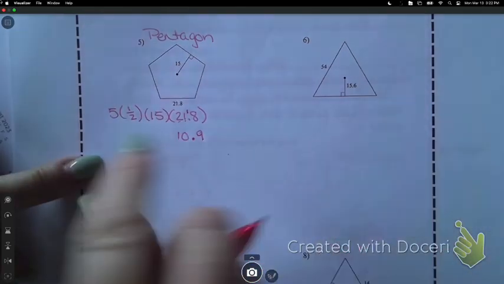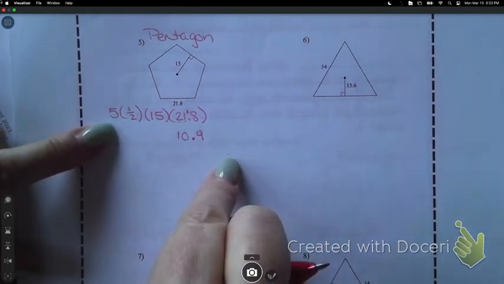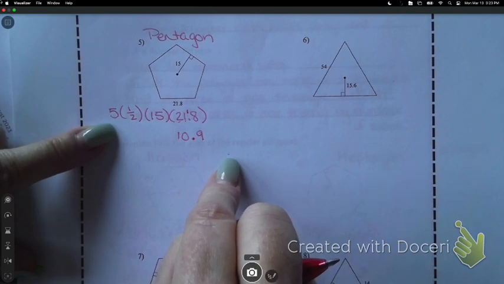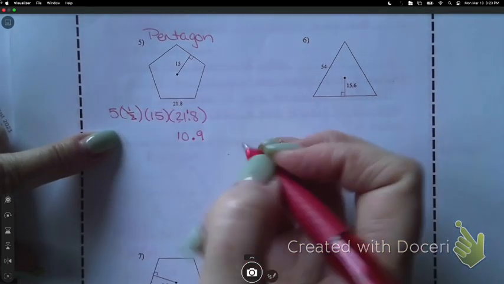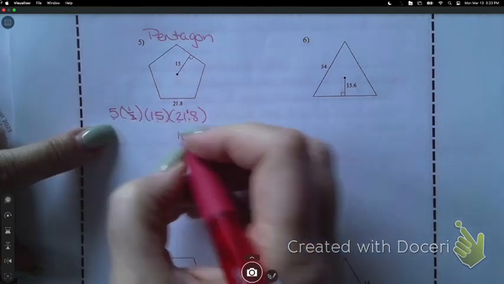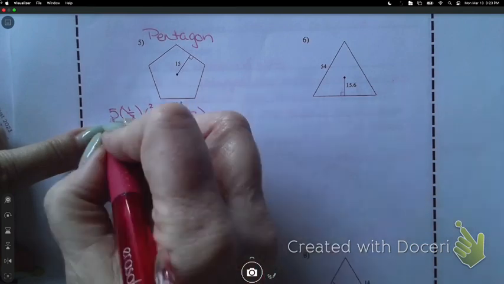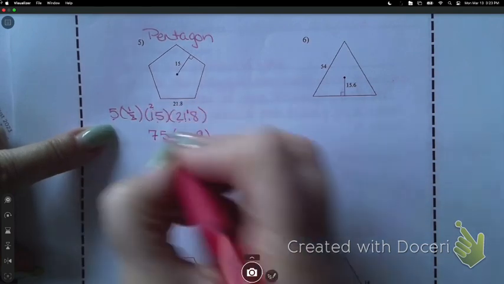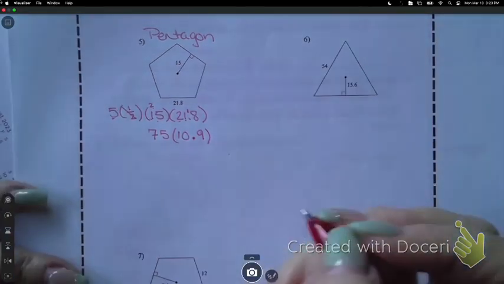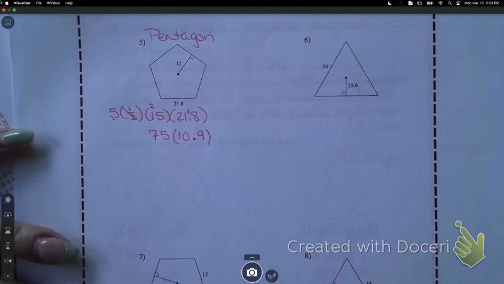Well, do you guys want to multiply 5 times 15 and then multiply times 10.9? That's about our only option, isn't it? Yeah? So 5 times 5 is 25. So carry a 2. And 5 times 1 is 5 plus 2 is 7, so 75. And now we just got to multiply. So you do it and I'll do it. We better get the same answer, right?